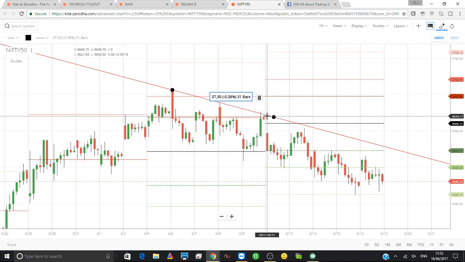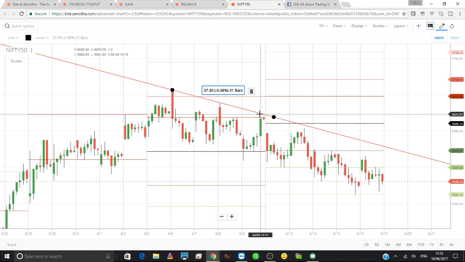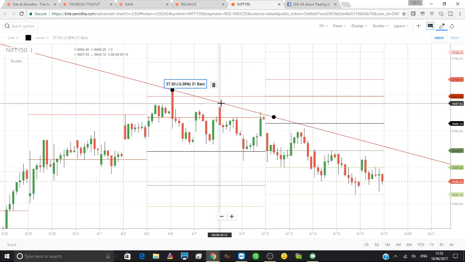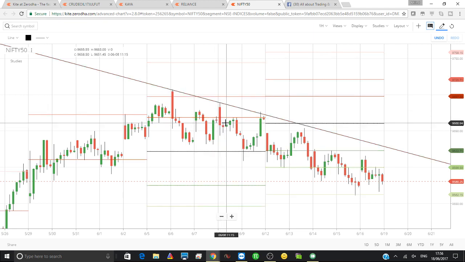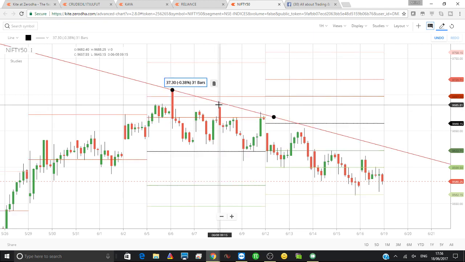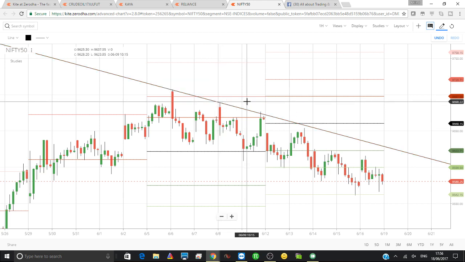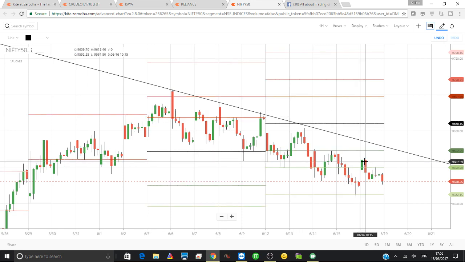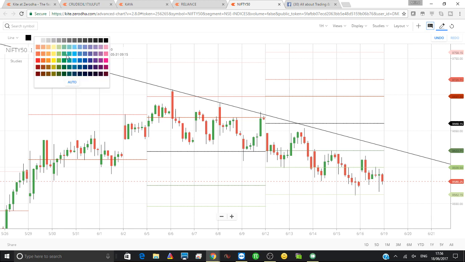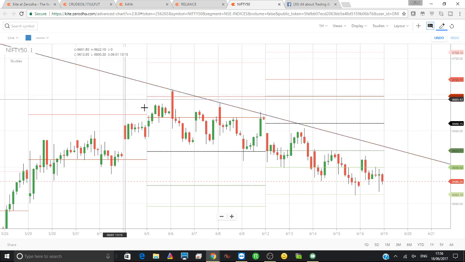And where will my stop loss be? If I am very aggressive, my stop loss could be the high of this particular candle, which is my second pivot, because if I cross that, the area of supply is going to be taken over, or ideally it would be above this. So let me quickly, when I draw the trend line, also draw the supply demand lines. I am going to draw it in blue.